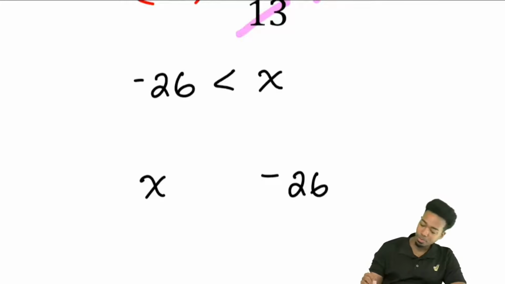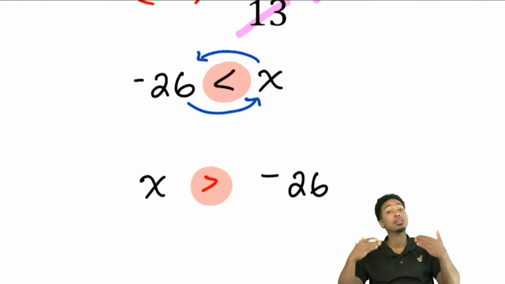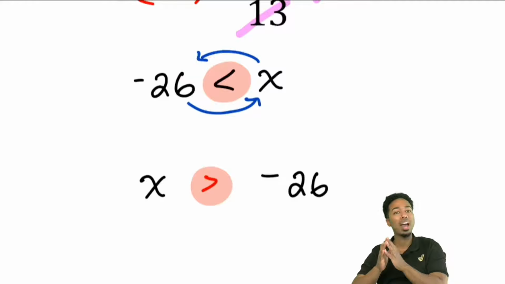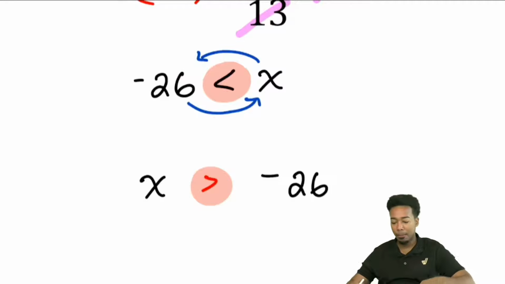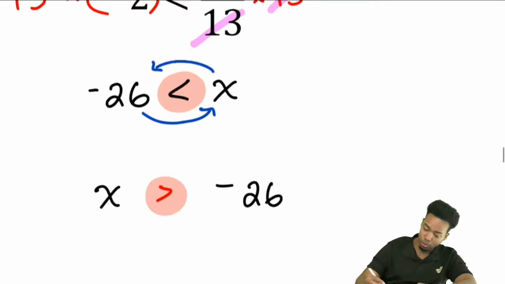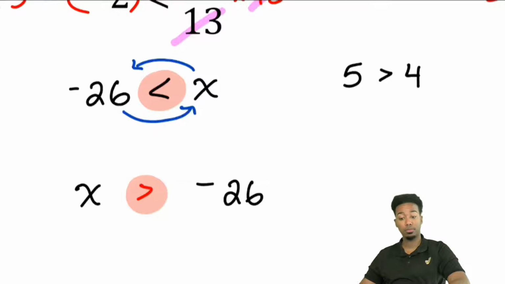So this right here, that less than turns into greater than when we flip it. If we were to flip, we have to do that. So if we go here to here, there to there, you've got to flip the symbol. And here's why it's true. Let me give you a very easy example. My party people, is it true that 5 is greater than 4? Is that true?